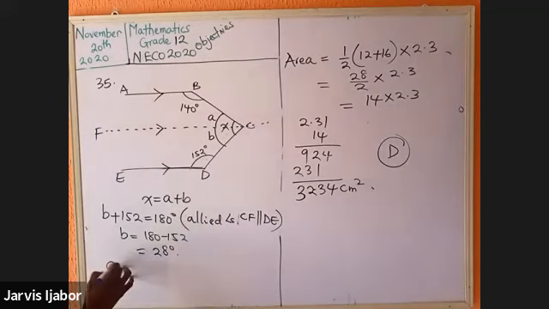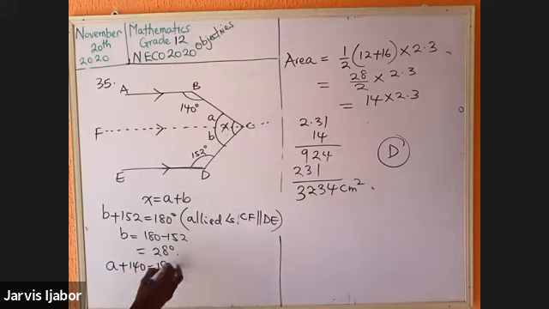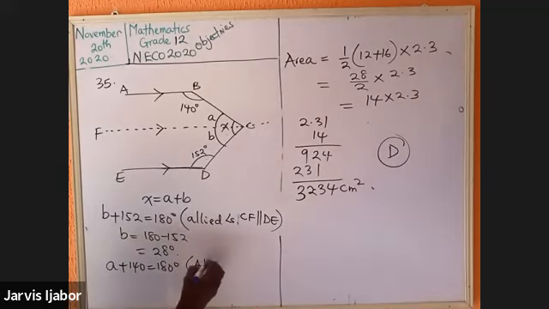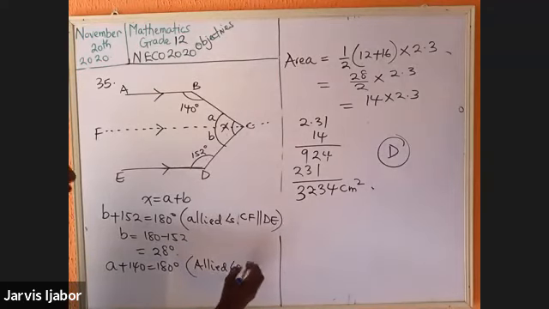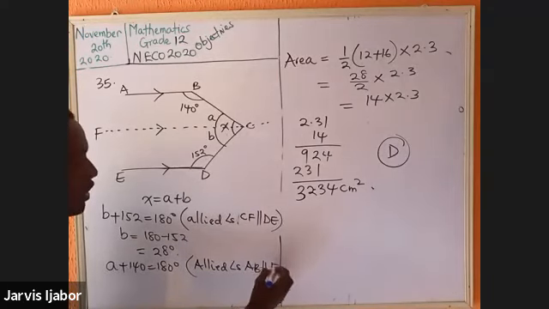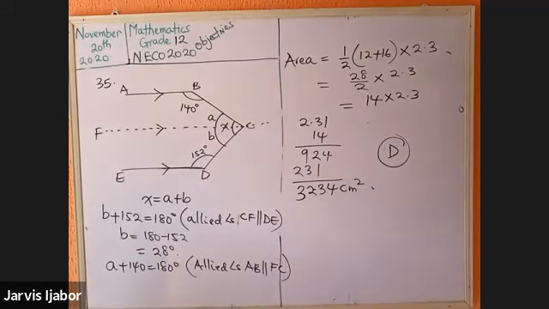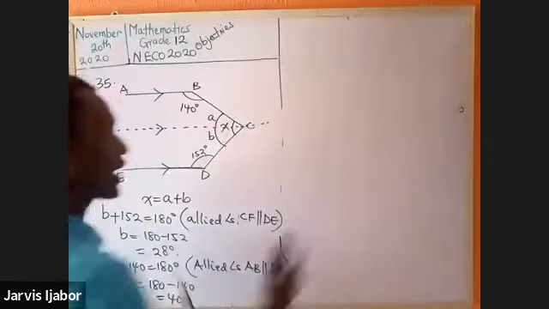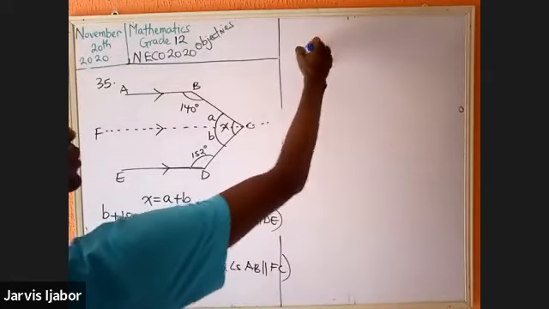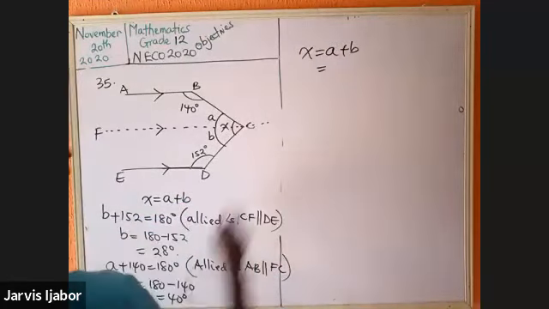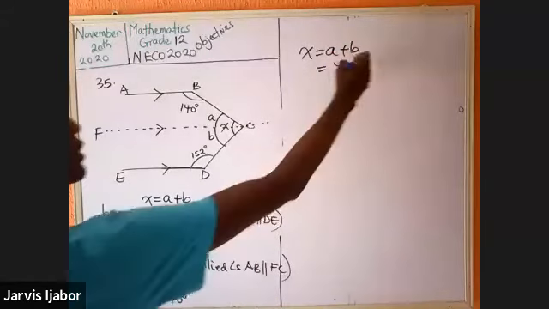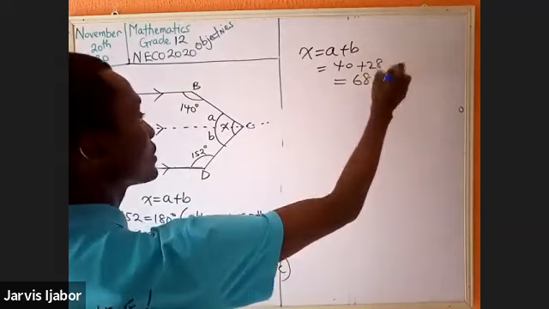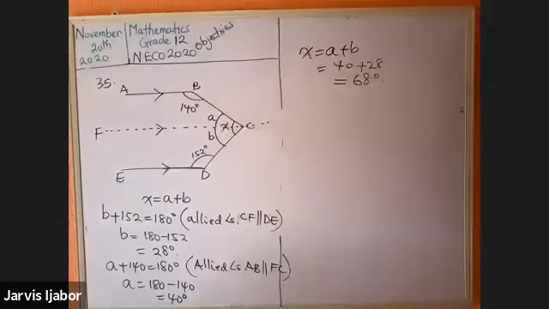In the same vein, A plus 140 will be equal to 180 degrees. Same reason, allied angles. AB is parallel to FC. So in that setup, A will be equal to 180 minus 140, and that will be 40 degrees. So with that done, it will follow that X will now be equal to A plus B. What is A? 40. What is B? 28. And the answer becomes 68 degrees.